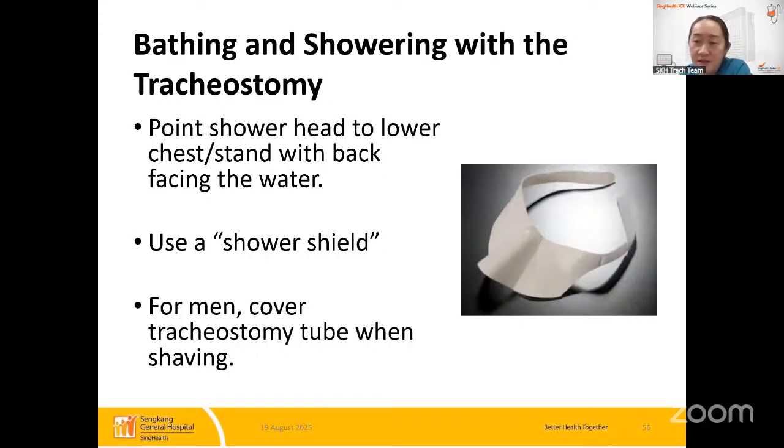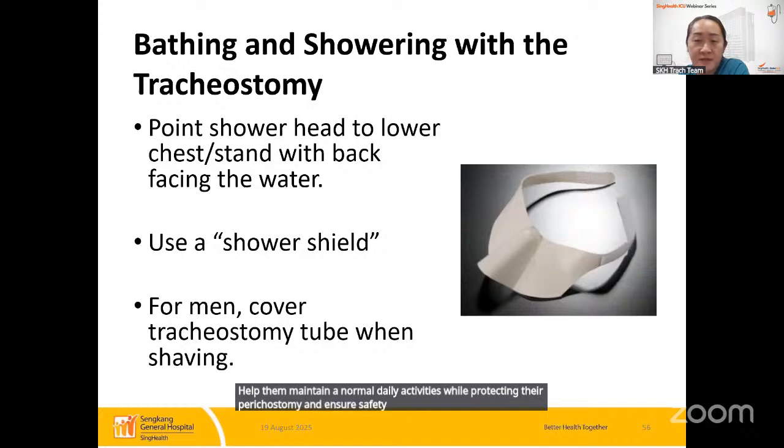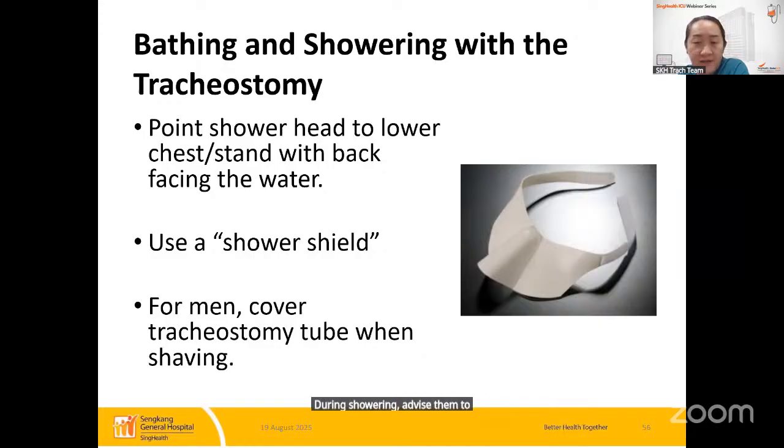When patients are in a general ward or at home, some simple precautions help them maintain normal daily activities while protecting their tracheostomy and ensuring safety during personal care routines. During showering, advise them to stand with their back facing the water and use a shower shield to prevent water from entering the tracheostomy. For men, the tracheostomy tube should be covered while shaving.